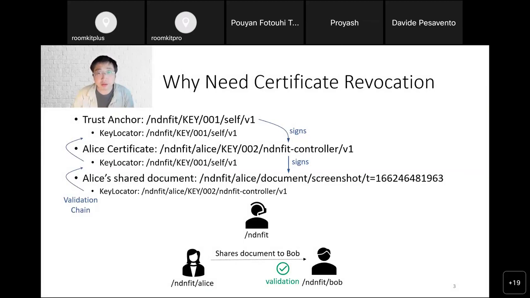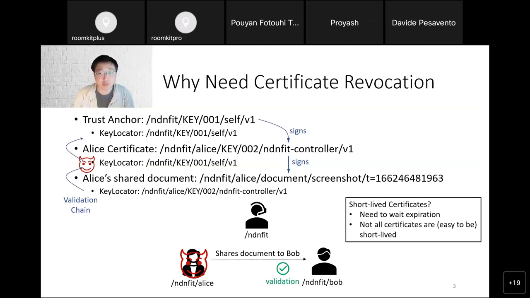Now here comes a question. What if Alice is compromised? Then her certificate should not be trusted. In this case, how do we protect Bob from mistrusting Alice's certificate? A simple solution is using short-lived certificates within the entire trust zone and waiting for Alice's current certificate to expire.